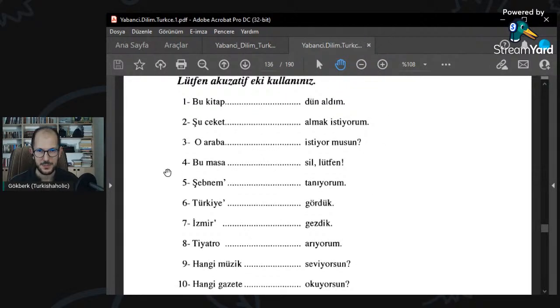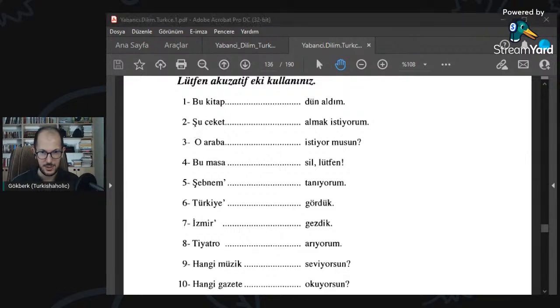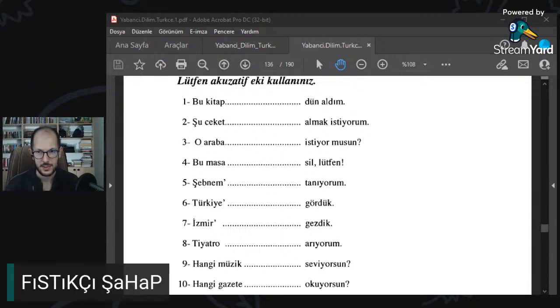So I'm going to give you some time, a few minutes. You may need to change certain letters. For example, kitap ends in a P sound, so according to the Fıstıkçı Şahap rule, you need to change certain letters, right? Let me write it actually. Fıstıkçı Şahap means peanut seller.